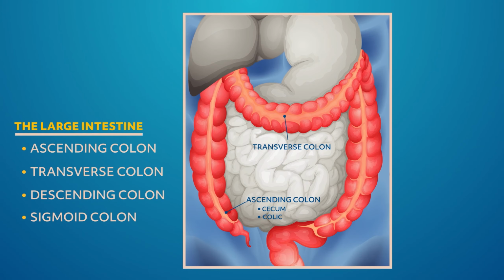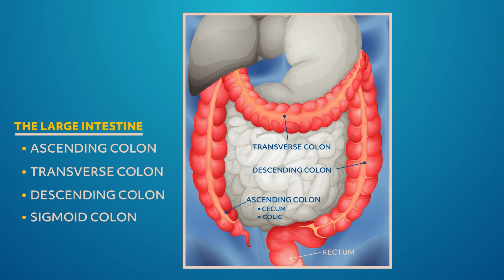Let's continue our journey. Food is moved from the small to the large intestine and has made its way to the transverse colon. The next stop, the descending colon. The descending colon stores food before it's emptied into the rectum. It's also the point at which feces start to become solid. From there, waste enters the sigmoid colon, and that's where waste solidifies.